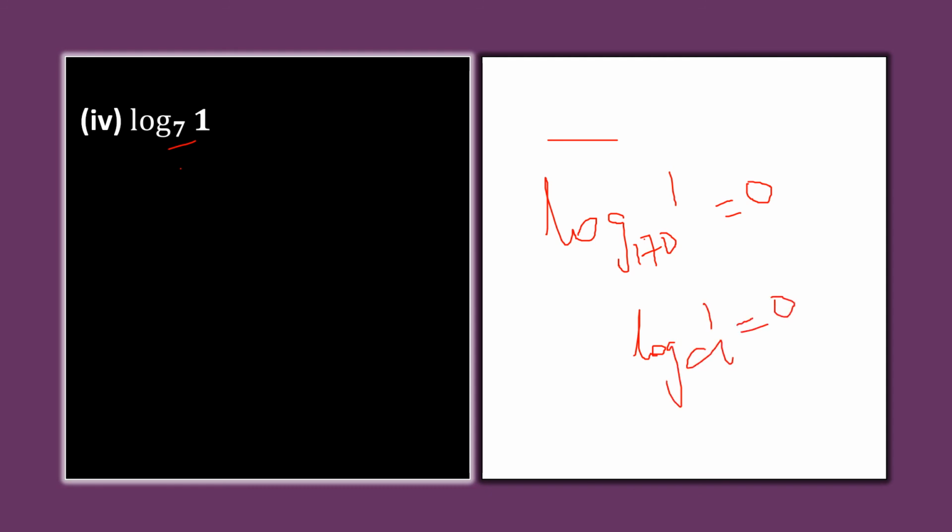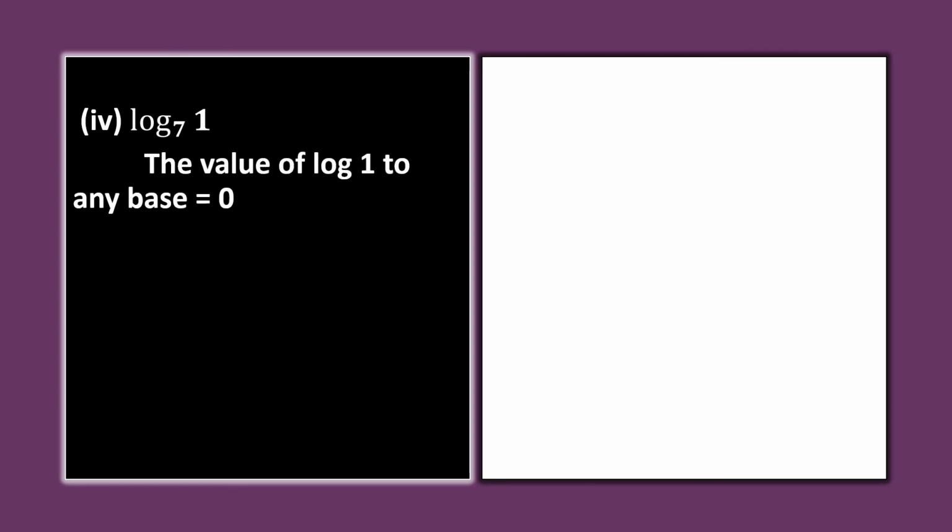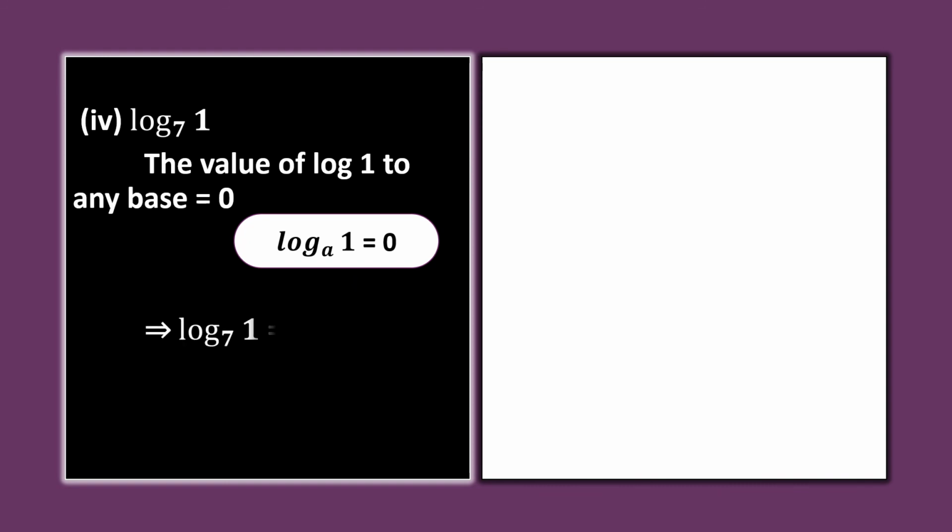Here I gave the fourth one. This is different and the last one is different, so I gave 2 at a time. Log 1 base 7. We already know the formula that log 1 to the base any number, suppose 7, even if it is 170, 100, whatever it is, its value is 0, because we have the formula log 1 base a equals 0. So your value is 0.